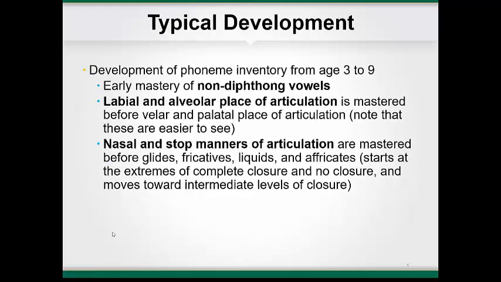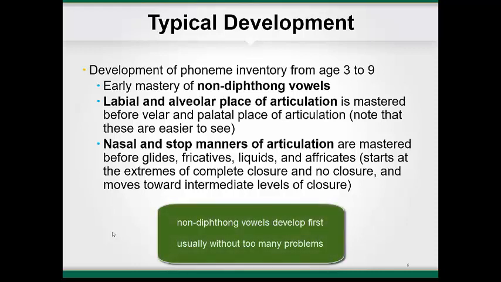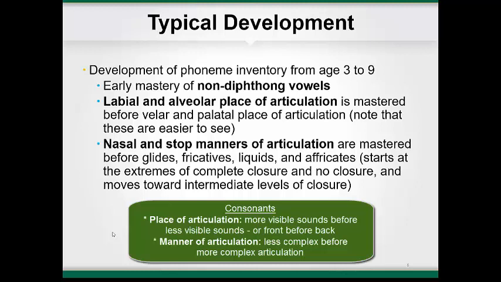Now we will briefly overview the typical order of acquisition of phonemes, which occurs from about 2 to 3 years of age to about 9 years of age. Typically, the non-diphthong vowels are acquired relatively early. For the consonants, acquisition typically progresses from the most to the least visible, or from a more front place of articulation to more back places of articulation, and from less complex articulation to more complex articulation. If you think of the order of acquisition in this way, from more visible to less visible, and from less complex to more complex articulation, the order of acquisition of phonemes should make more sense and be easier to memorize.